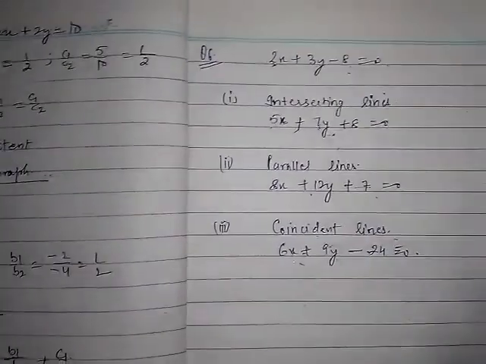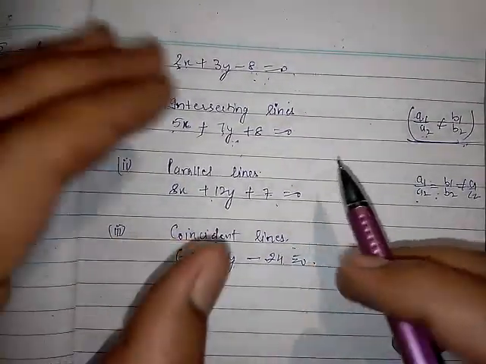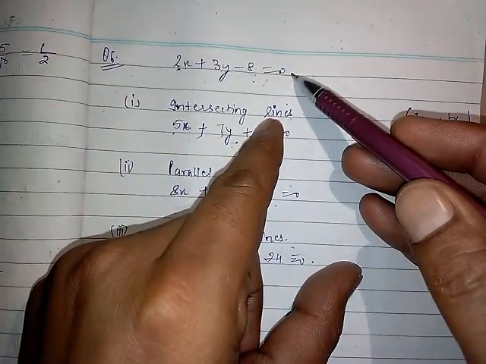So then here comes our question number 6. In question number 6 they are asking for the example of intersecting lines which is intersecting with this line.